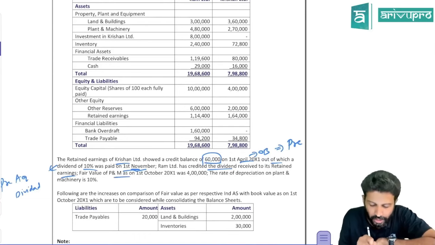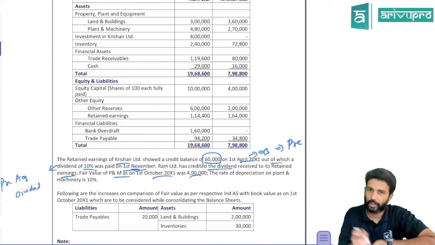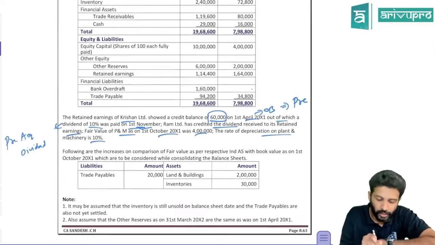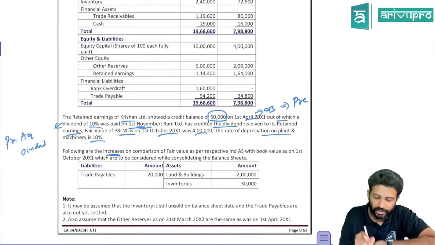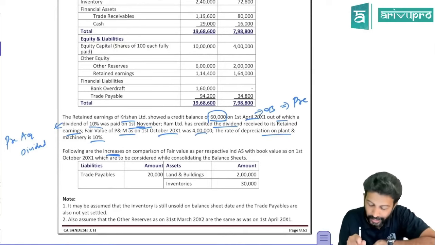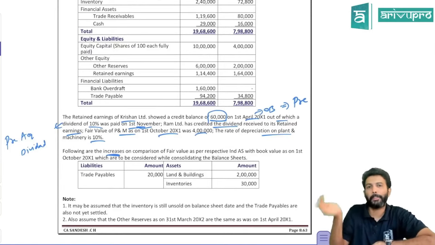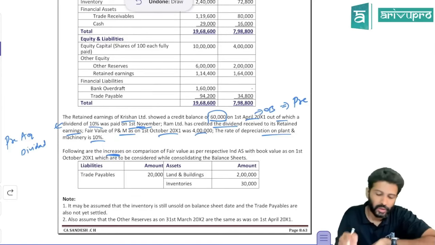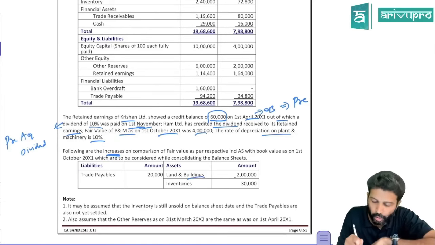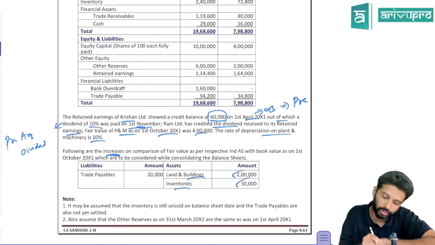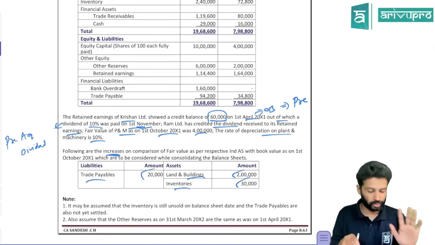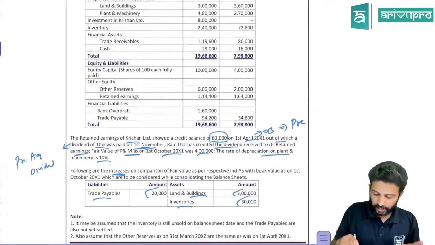The fair value of plant and machinery on 1st October 20x1 was 4 lakh rupees. On the date of control, the fair value of machinery is 4 lakh. The rate of depreciation of machinery is 10%. Following are the increases on comparison of fair value as per respective Ind AS with book value. They've given the fair value increase amounts for a few items. Land and building: compared to book value, fair value is more by 2 lakh. Inventory: fair value is more by 50,000. Similarly, trade payable: fair value is more by 20,000.